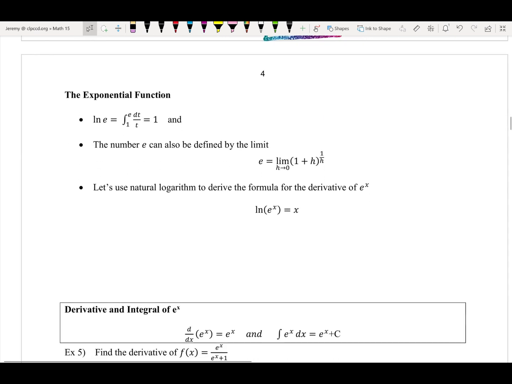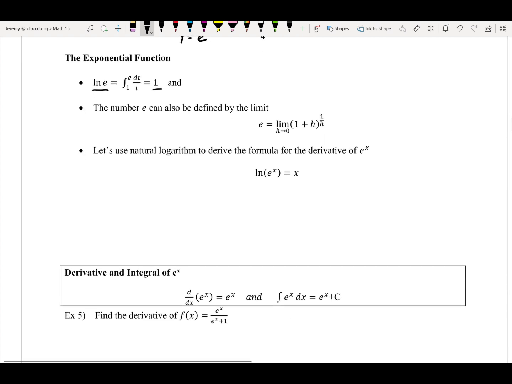Moving on, let's talk about the exponential function. We want to work towards using this function, y equals e to the x. How can we get derivatives and integrals involving this function? So starting out with some basics, first of all, note that the natural log of e would just be the integral from 1 to e of 1 over t dt, or dt over t, same thing. We just end up with 1.